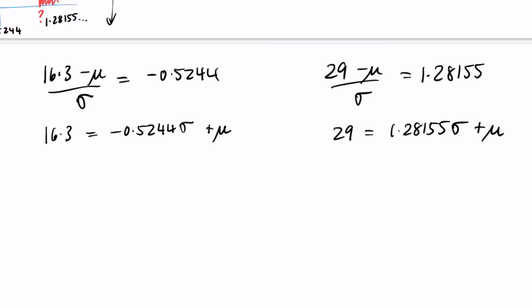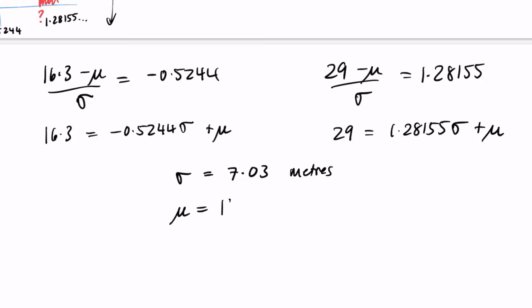So I'll go to my equation solver for simultaneous. There are two unknowns. I have minus 0.5244 and 1 for this one equals 16.3. And for this one I have 1.28155 plus 1 equals 29. Hit the result button. And the first one is obviously the sigma. It tells me that sigma is, to three significant figures, 7.03. It is meters, but I don't think we're going to need that information.